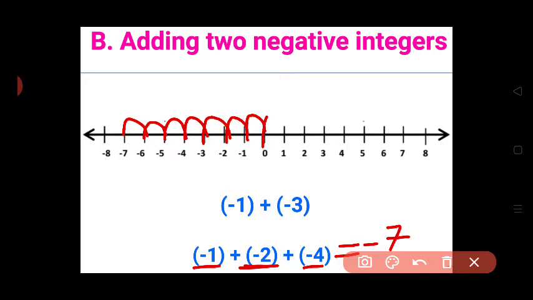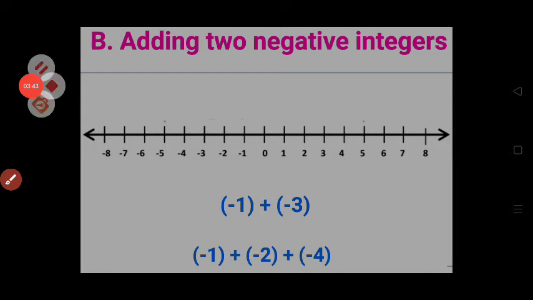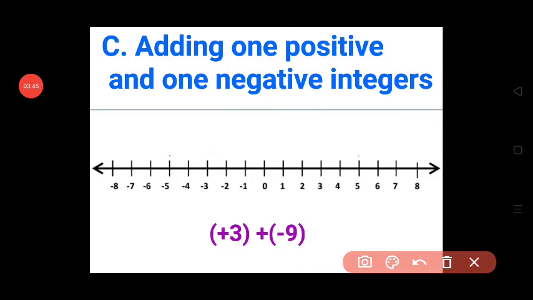We can add these also and get the result: 4 plus 2, sorry, 2 plus 1. The answer is 7, and all three having negative signs, that means we have to put a negative in front of 7, so -7. The third case is adding one positive and one negative integer.